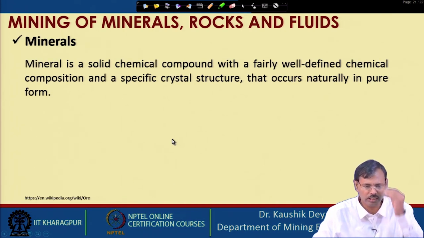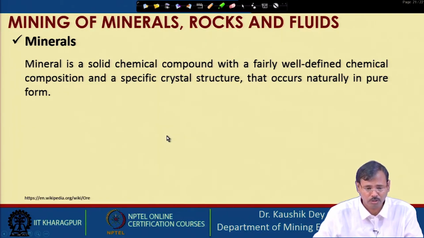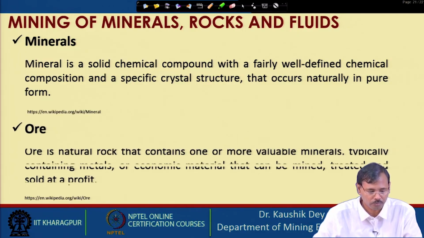So, mineral is basically a solid chemical compound with a fairly well defined chemical composition and a specific crystal structure that occurs naturally in pure form. Last class we also discussed that rocks are basically a composition of a number of minerals. Minerals have definite crystal structures and definite chemical properties, and a number of minerals are joined together to form a rock.